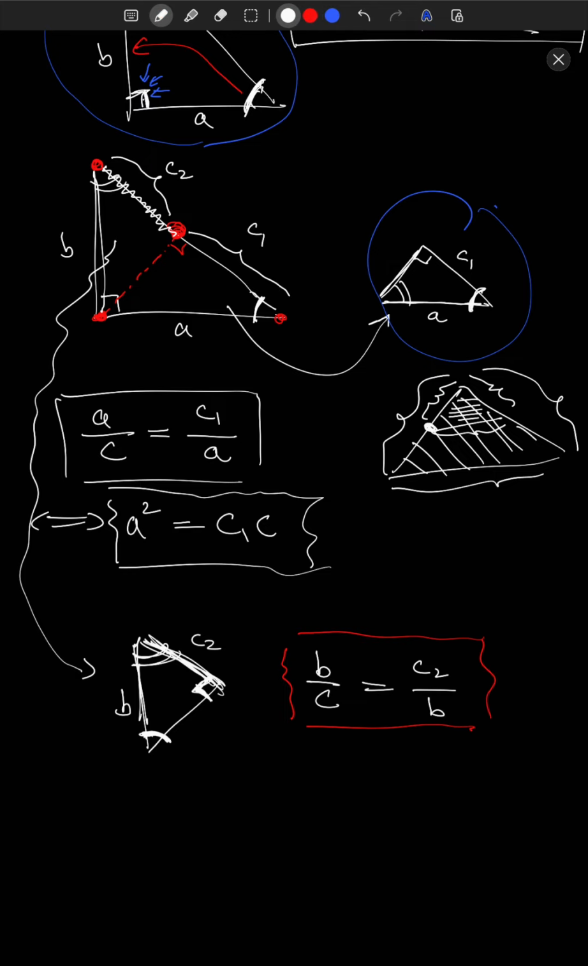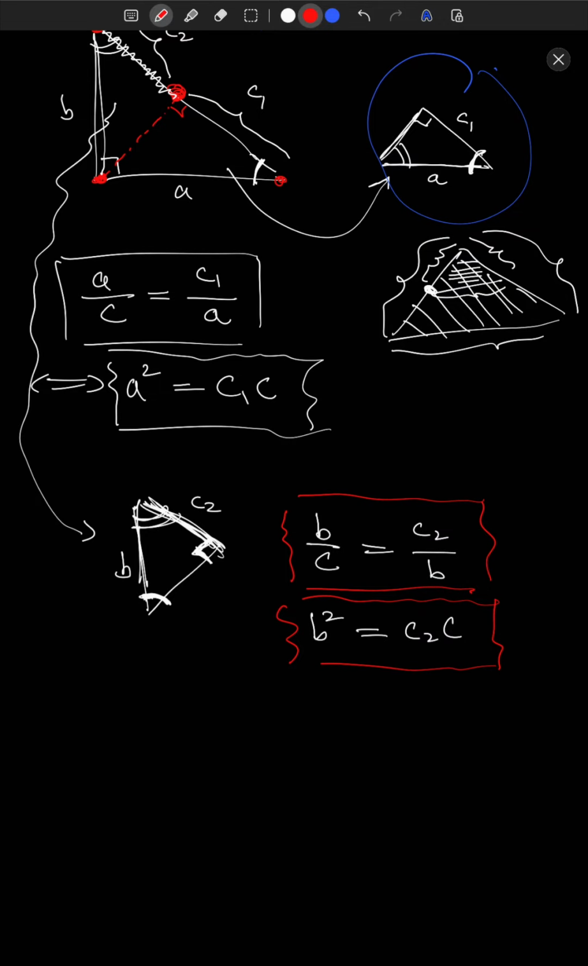And again, let me simplify this by getting rid of the fractions. Multiplying B on both sides, I get B squared equals, and then multiplying C on both sides, C2 times C. So this is the identity that we want to use for our second triangle.